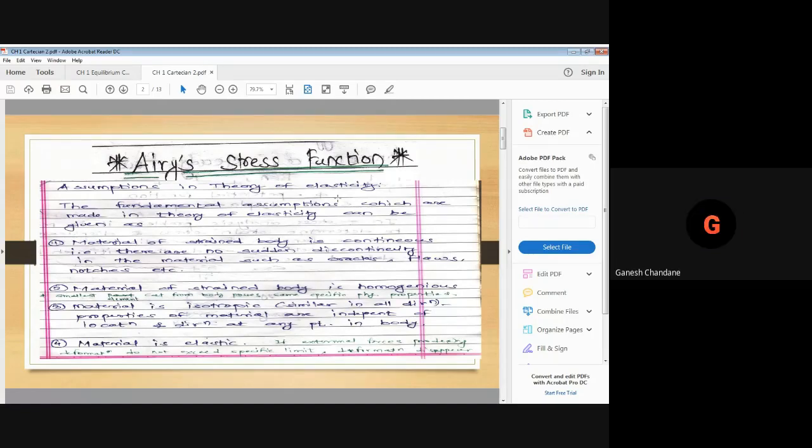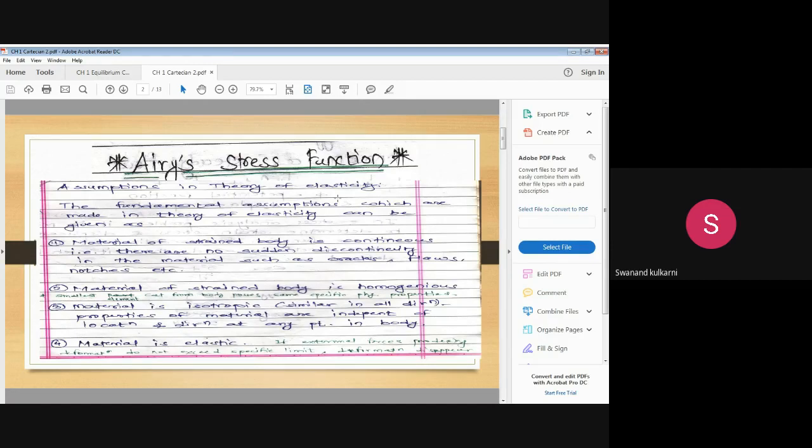Okay. So let us come to the next part, that is the Airy stress function. Let us come to one more point related with the Cartesian coordinate system.